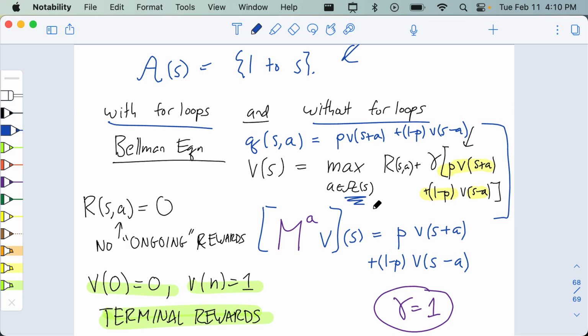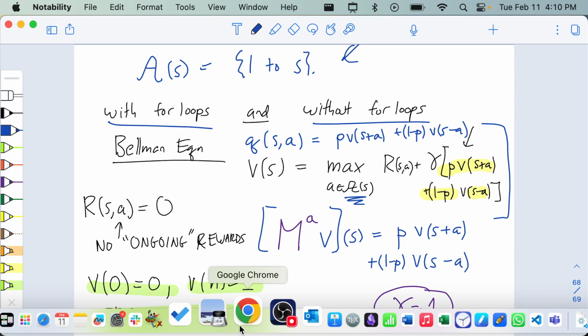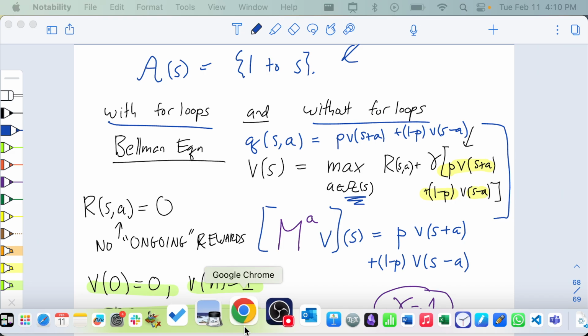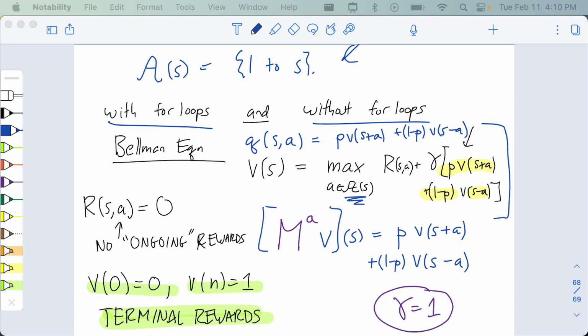Okay, maybe before we move to the code, let me motivate you to pay attention, which is I have posted assignment 3. And assignment 3 has 2 problems, one of which is the gambler's problem. So let me see if I can find this.